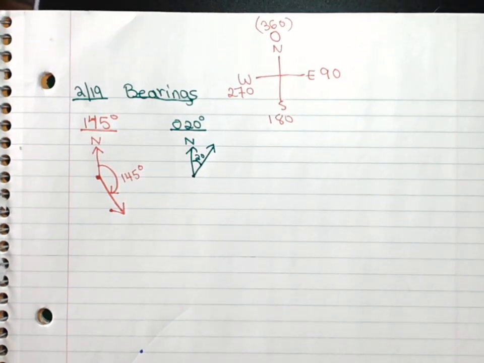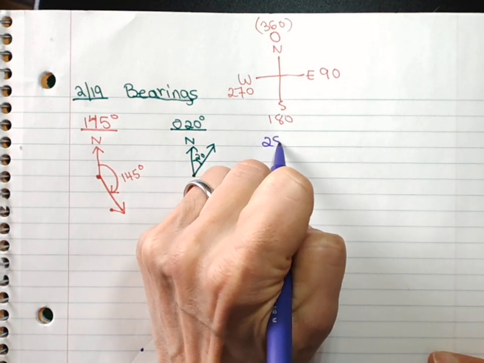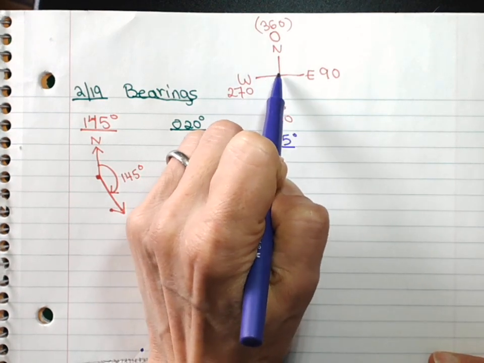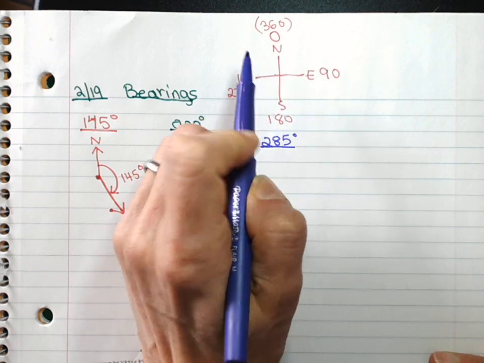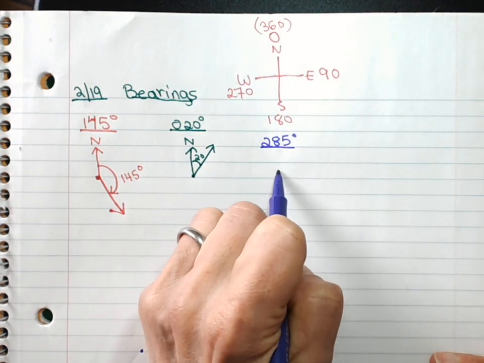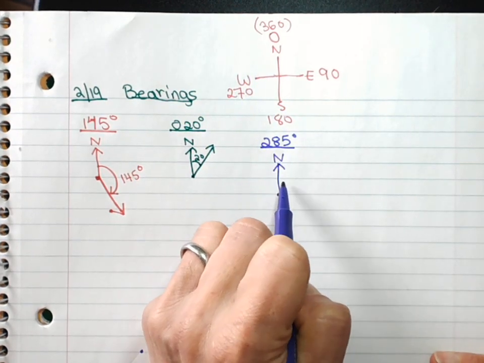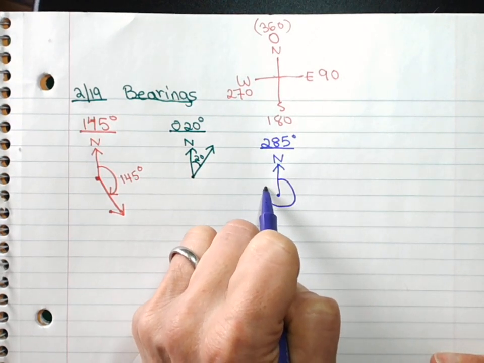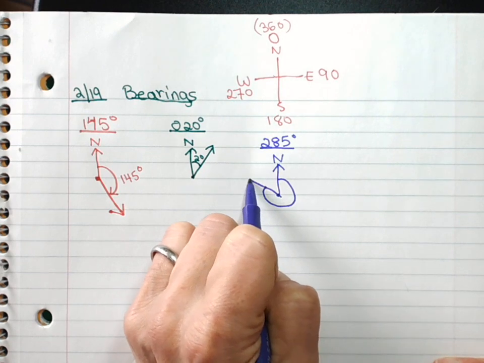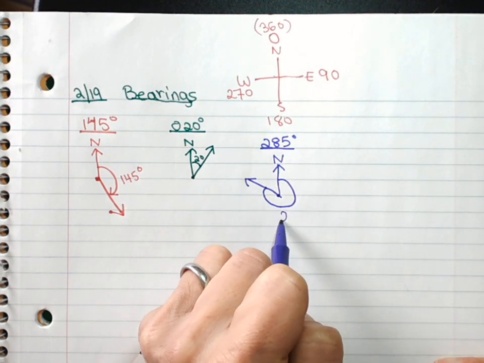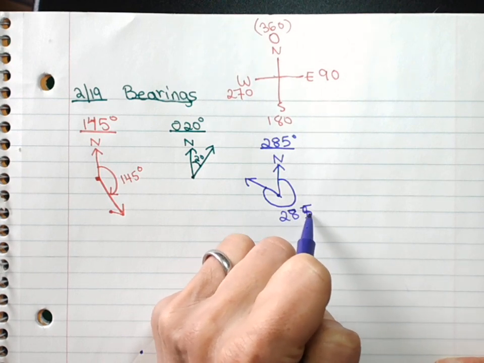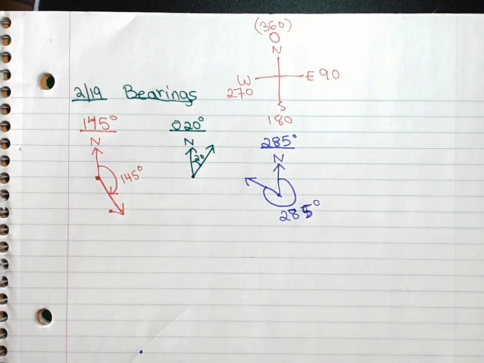And then lastly, we need the bearing of 285 degrees. Notice that 285 is a little bit past 270. So when we draw our north vector, then we need to go all the way around to past 270. And that is your 285 degree bearing.